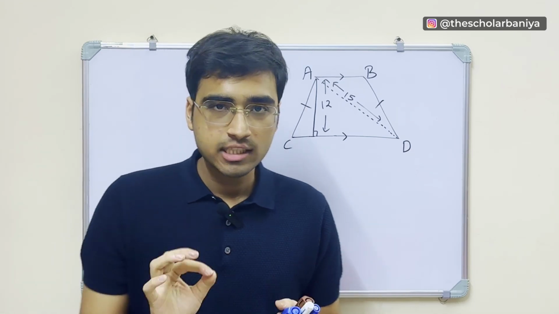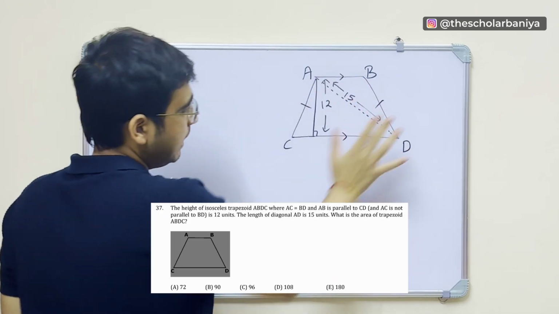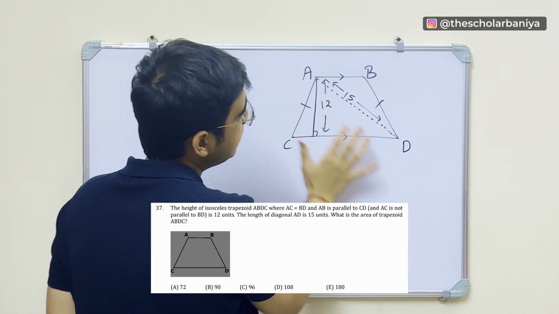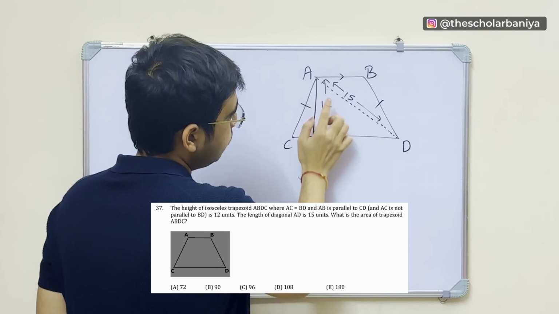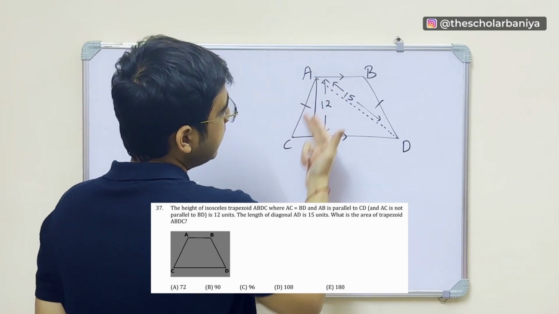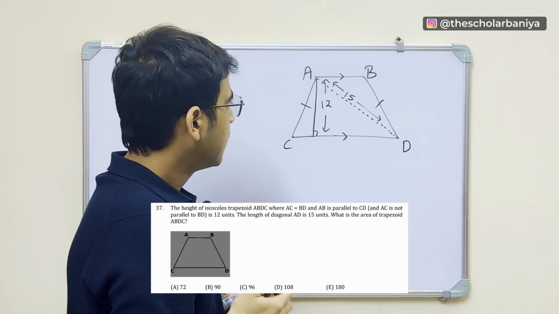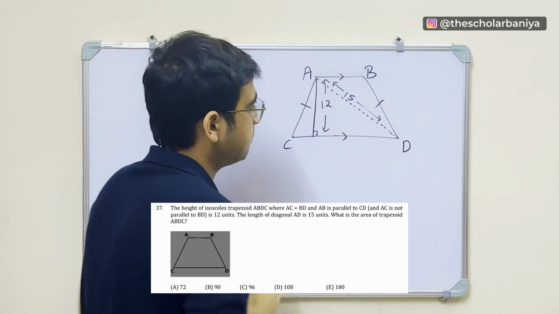So let's move on to the next question, guys. In this question, we are given a trapezoid ABCD, right? Where the length of the diagonal AD is 15, the height or the altitude is 12, and the side AC is equal to BD. Okay. And we have to find the area of this entire thing, ABCD, right?